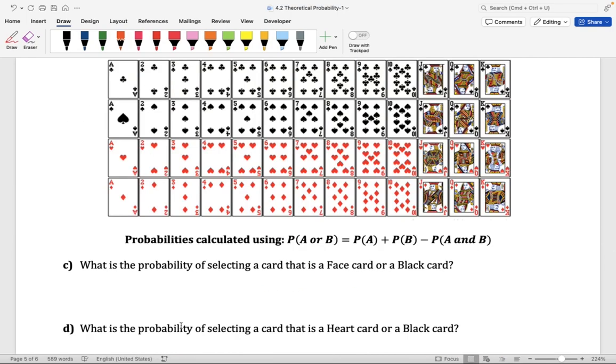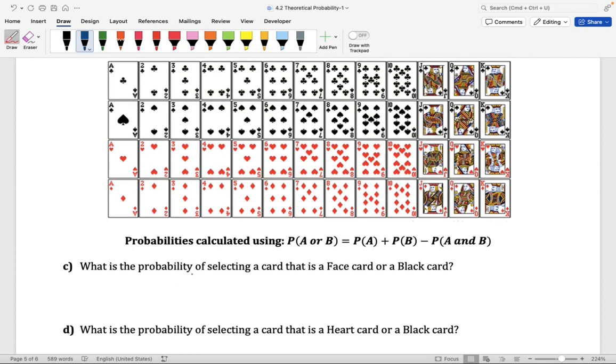Let's consider problems where you have to use the addition rule. That is, the probability of A or B is equal to the probability of A plus the probability of B minus the probability of A and B. In part C, you're being asked to find the probability of selecting a card that is a face card or a black card. Notice we see the word or. When we see or, we should be thinking about the addition rule. Here I'm telling you that I'm going to give you problems where you have to use the addition rule. But if I didn't tell you what rule you needed to use, you would know that you need to use the addition rule because it says the probability of selecting a face card or a black card.